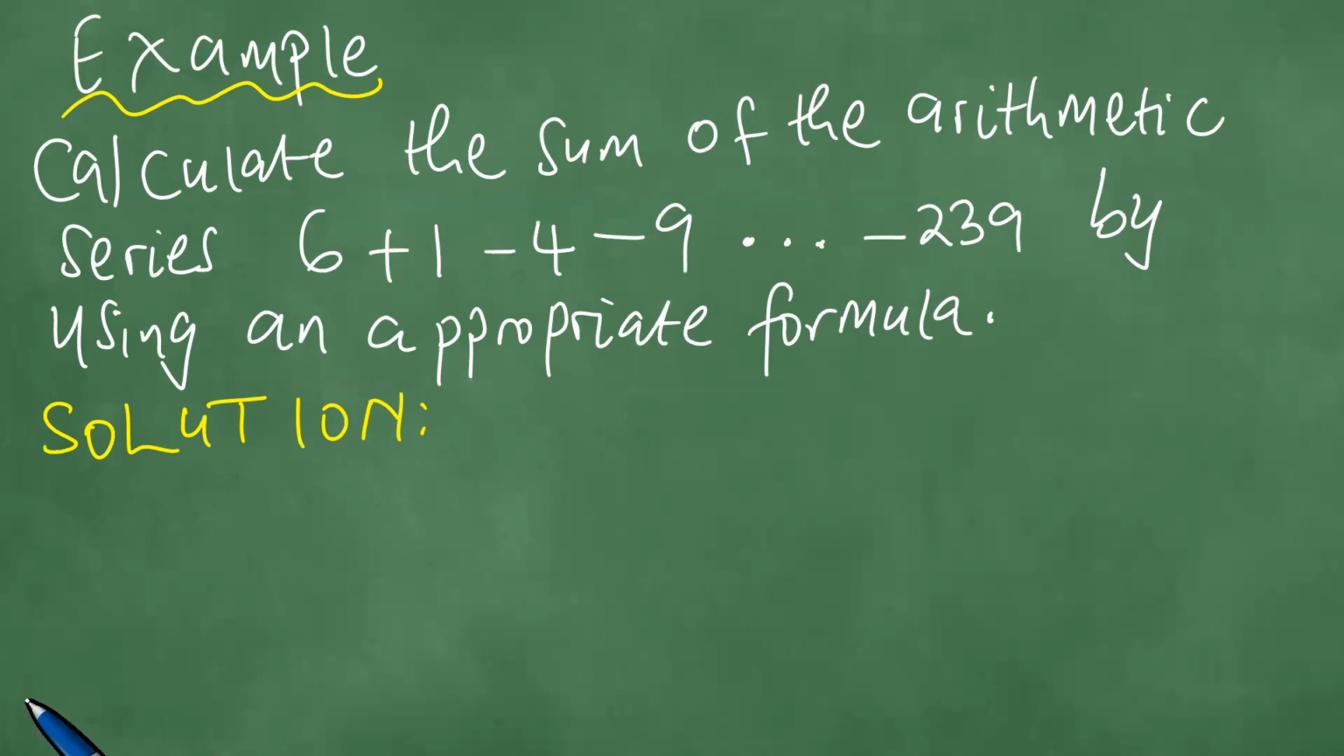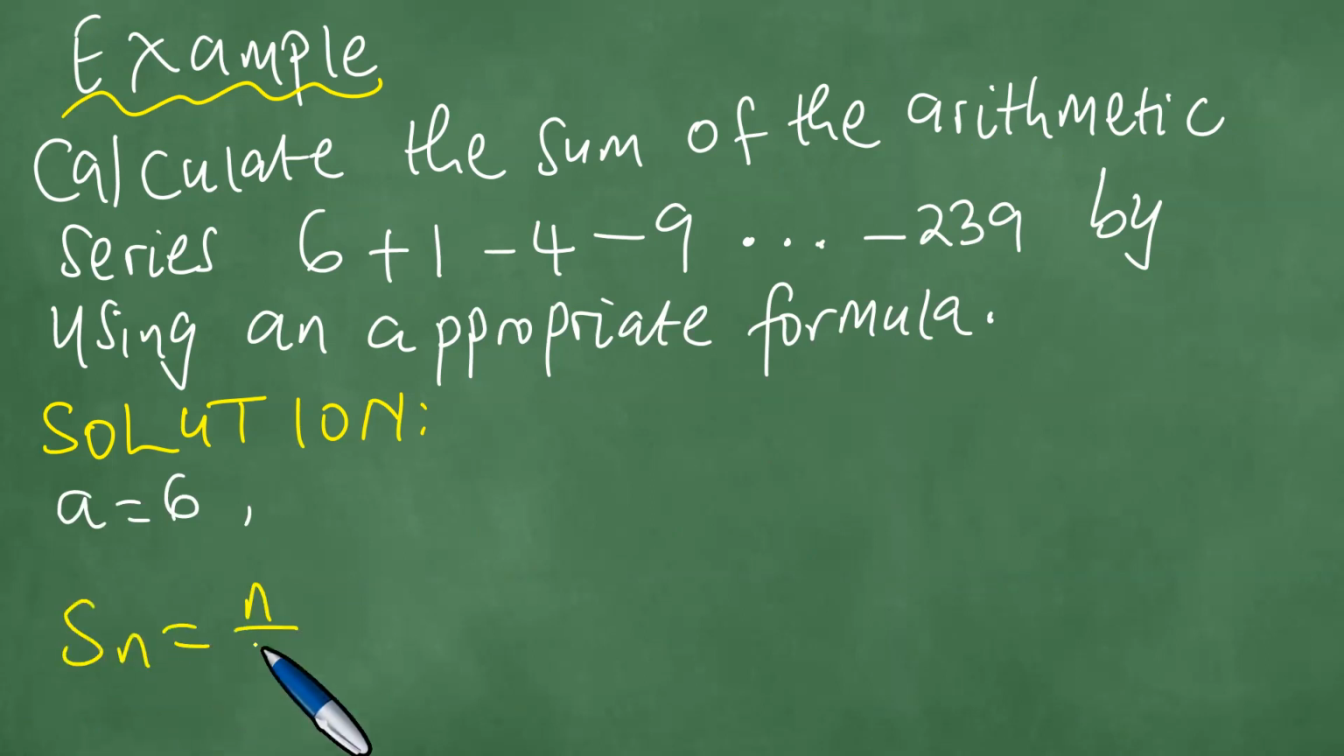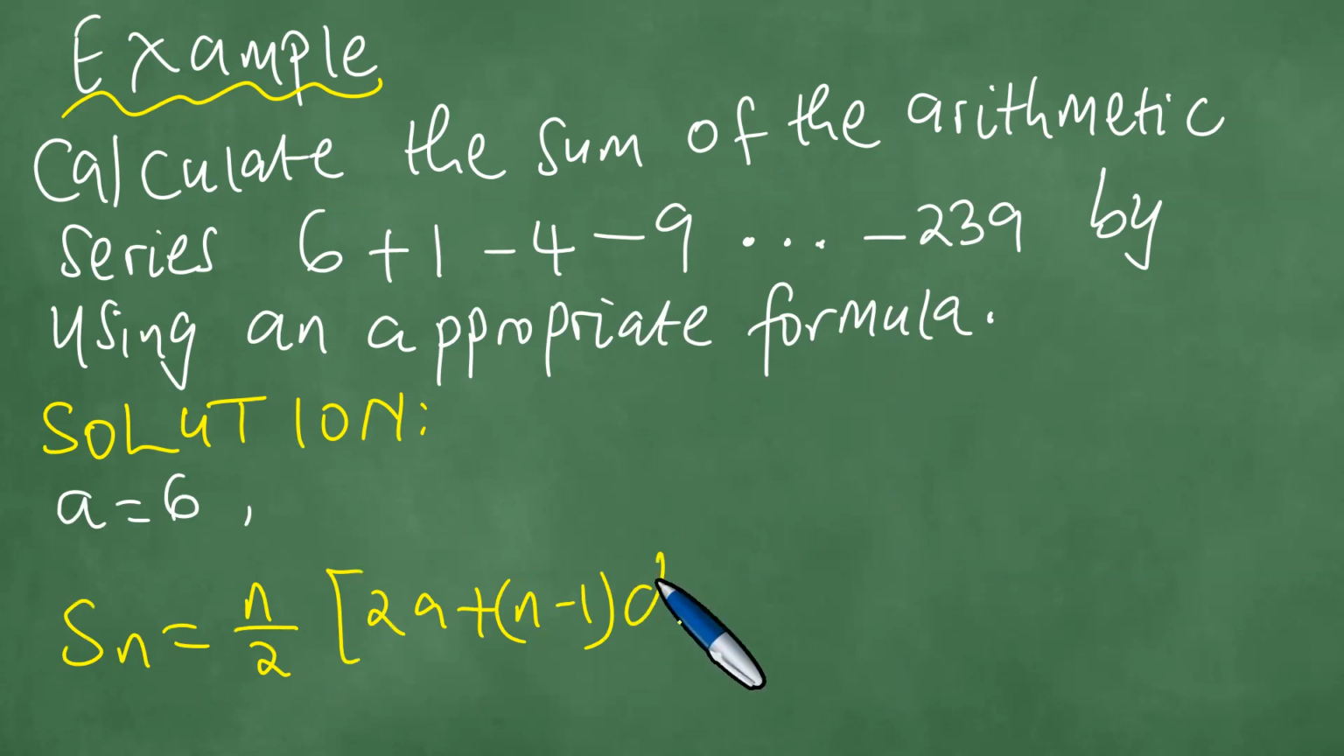Calculate the sum of the arithmetic series by using an appropriate formula. To find the sum here, you need to note the first term. What is the first term? The first term is exactly 6. And the formula itself is Sn equals n over 2 into twice a plus n minus 1 into the common difference.